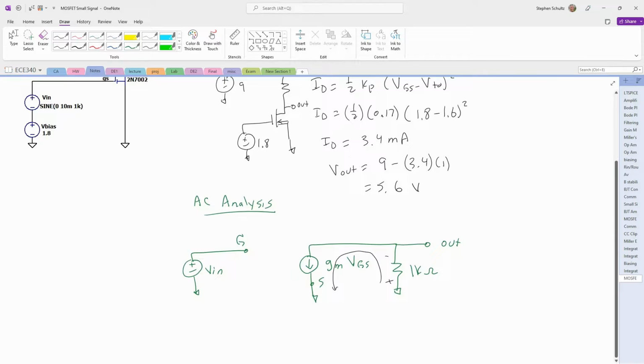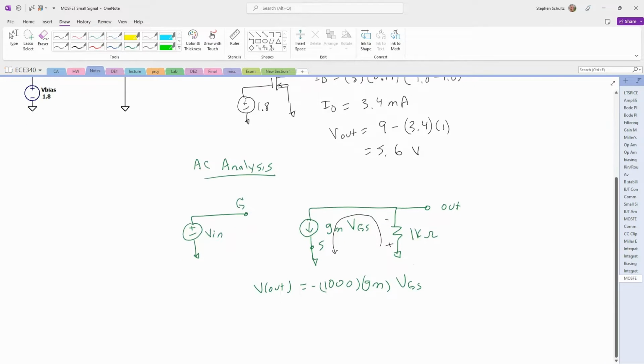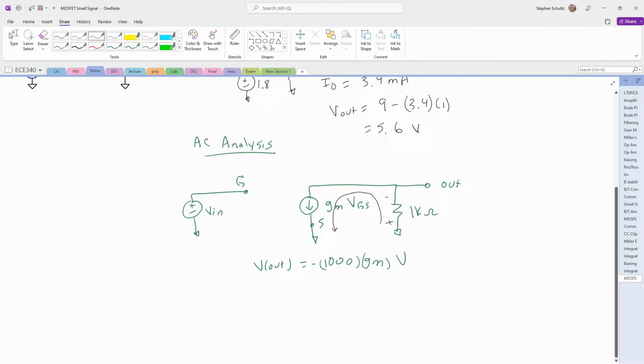Then if I solve this, we see that my V out is going to be equal to minus 1,000, because my current's going up, times the GM times my VGS. And the VGS in this case is just my V in. Then if I look at the GM, my GM is going to be equal to my change in current relative to my change in voltage.